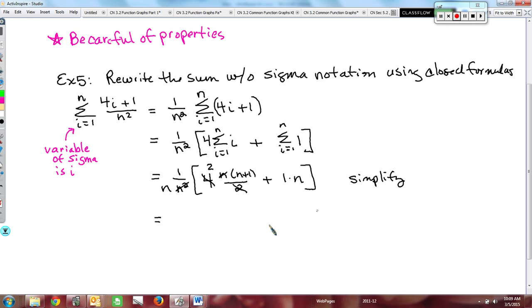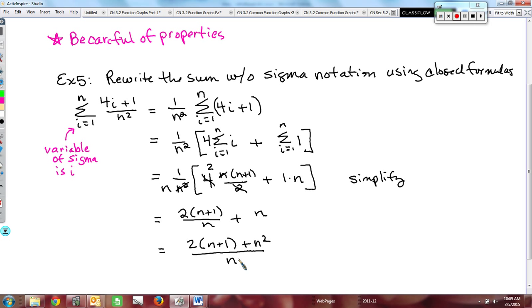Okay, just a little bit of simplifying work here. And so what we would end up with is 2 times n plus 1 over n plus n. I'm going to change that to be 2n plus 1 plus n squared all over n, just getting it to a common denominator. And then this would be enough for me to then work the problem and go through what we're going to be working on.